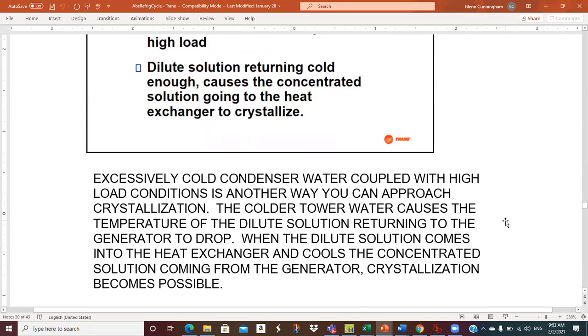Excessively cold condenser water coupled with high load condition. Another way you can approach crystallization. The colder tower water causes the temperature of the dilute solution returning to the generator to drop. Then the dilute solution comes into the heat exchanger. It cools the concentrated solution coming from the generator, and crystallization. So yeah, you get the dilute solution going up colder than it should be, and so that causes the strong solution to crystallize at the heat exchanger. Okay.